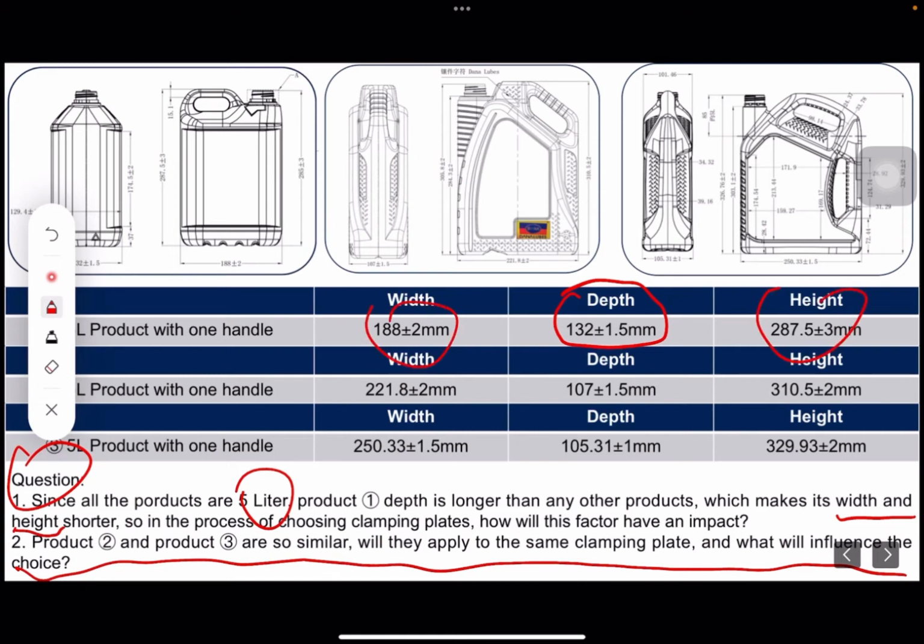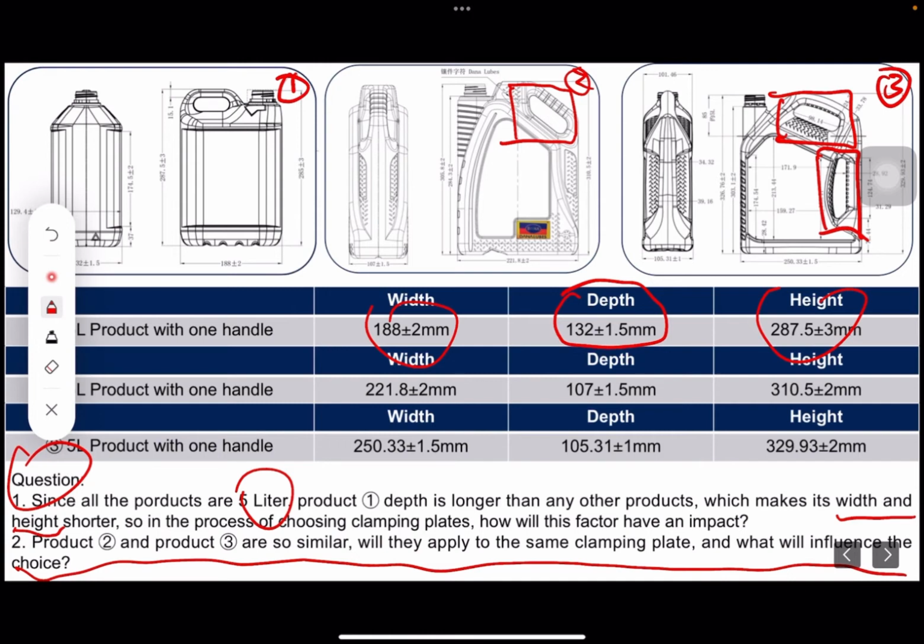It is the shorter one, is the longest one. So in the process of choosing the camping place, how will this factor have an impact? And question 2, product 2, product 3, and product 1. Product 2 and product 3 are so similar. Will they apply to the same camping plate, and what will influence the choice? They're so similar, right? The top handle is oblique, but there's one more handle here.